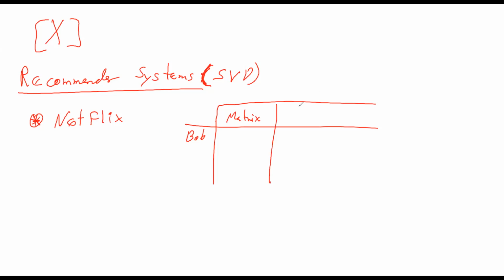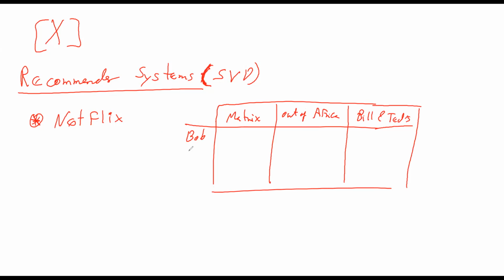And Bob also saw Out of Africa. And Bob also saw Bill and Ted's Most Excellent Adventure, right? And then you have Benjamin, Ben, and whomever, Mary. So you had a bunch of users, right? You have their user IDs, etc.